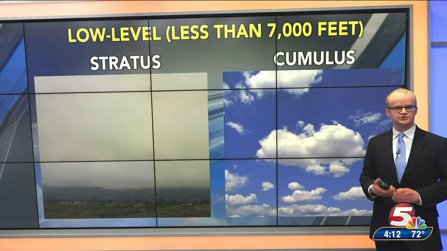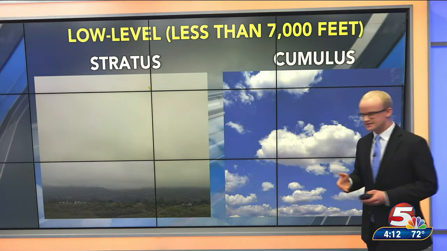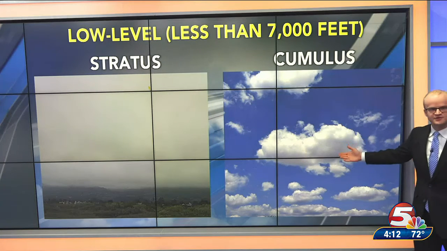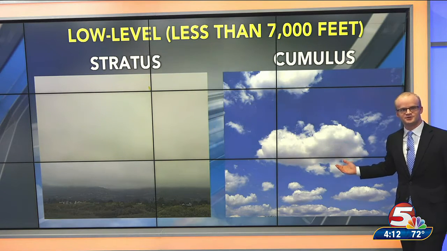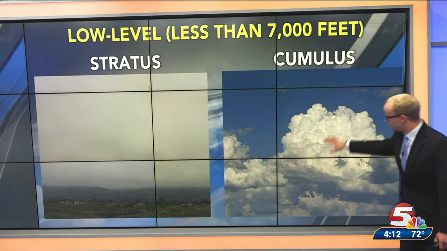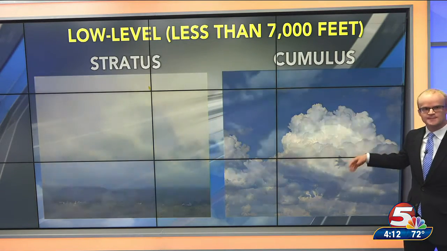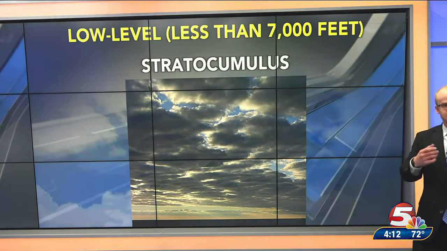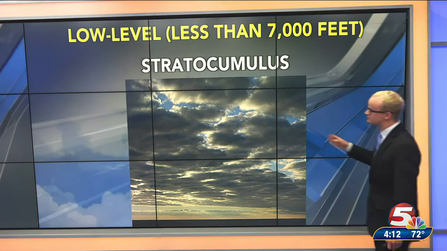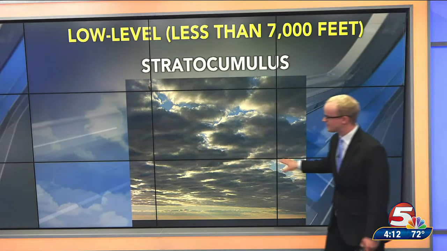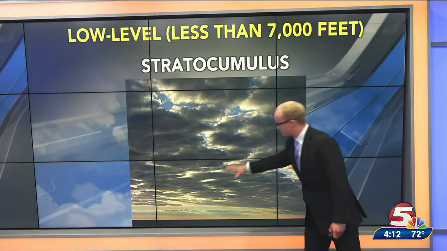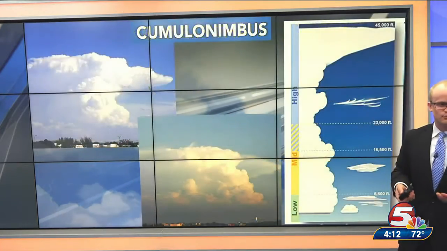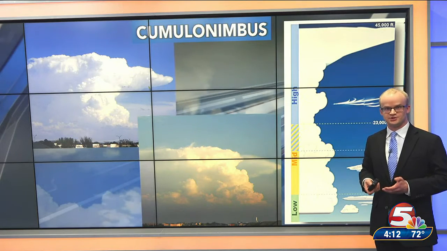Now we're on the lower levels, less than 7,000 feet in the atmosphere. Stratus clouds are pretty thick when they're this close to the ground. And cumulus clouds are those puffy, cotton candy-like clouds that we see on fair weather days. They can grow a little bit more in the atmosphere, but they're not producing rain just yet. Once we get to the cumulonimbus clouds, those are the rain-making variety. Stratocumulus clouds are a combination of the stratus and the cumulus clouds. They're a little more layered and spread out. So those are the low-level clouds. But then those cumulonimbus clouds are the ones that produce the thunderstorms.